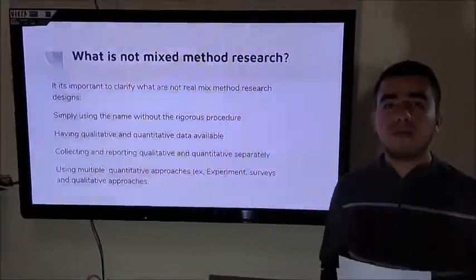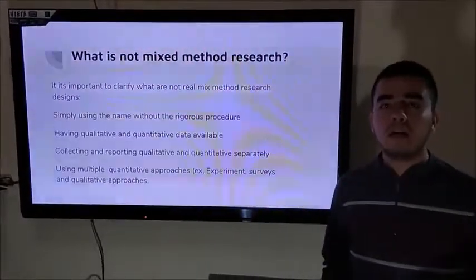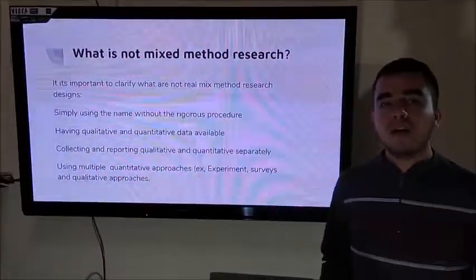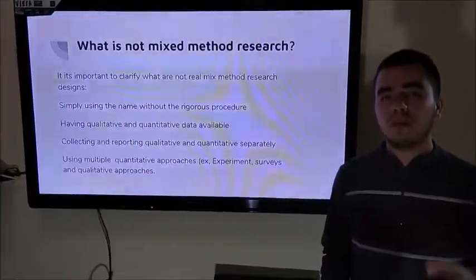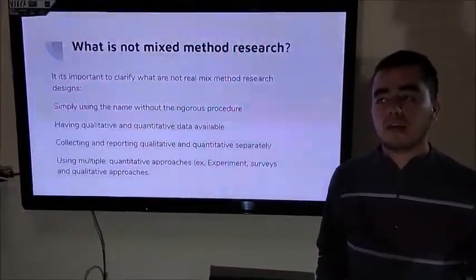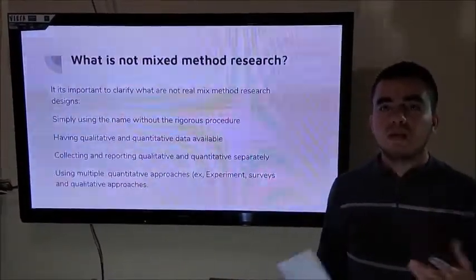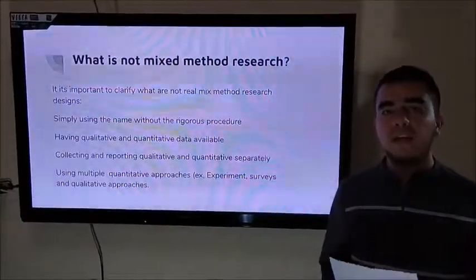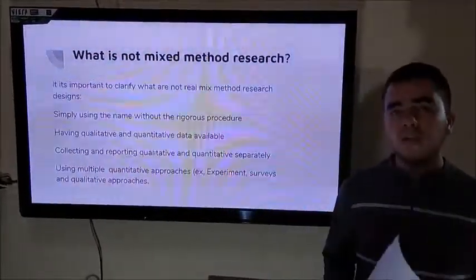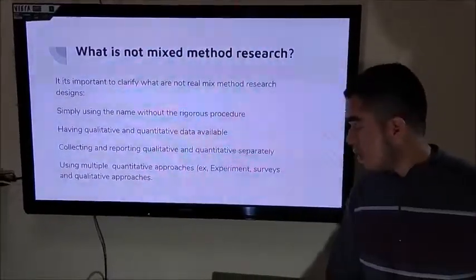is not mixed either. If we have, for example, a survey and the follow-up is a quasi-experiment or an experiment, this is not a really mixed method research design. This is only a multi-method research that combines the same trends using the same methodology. The idea is that you have one part qualitative and one part quantitative, not two parts of the same thing.